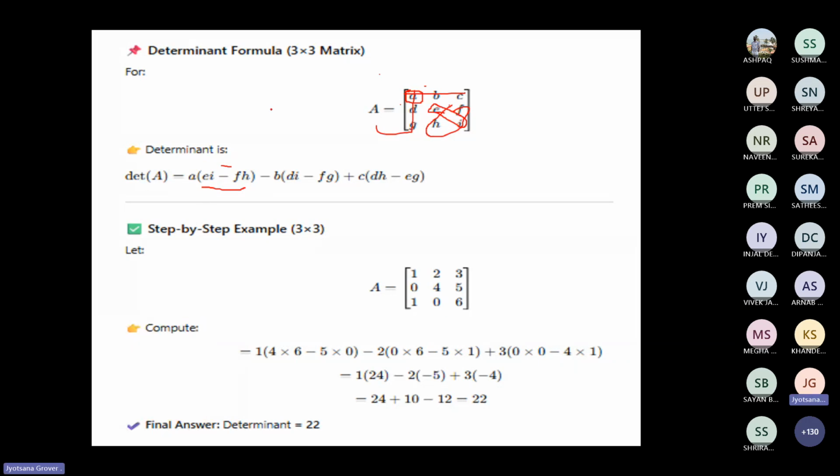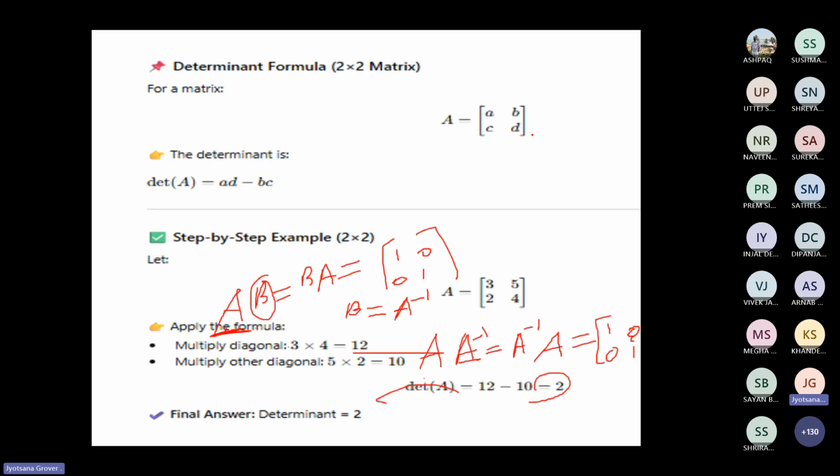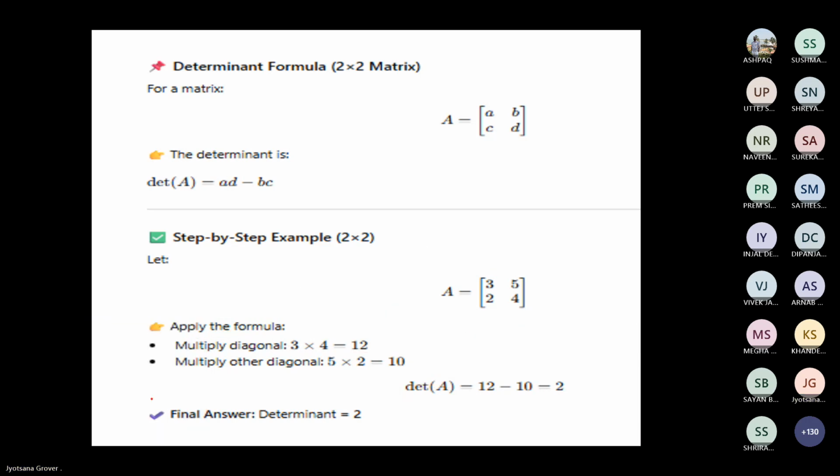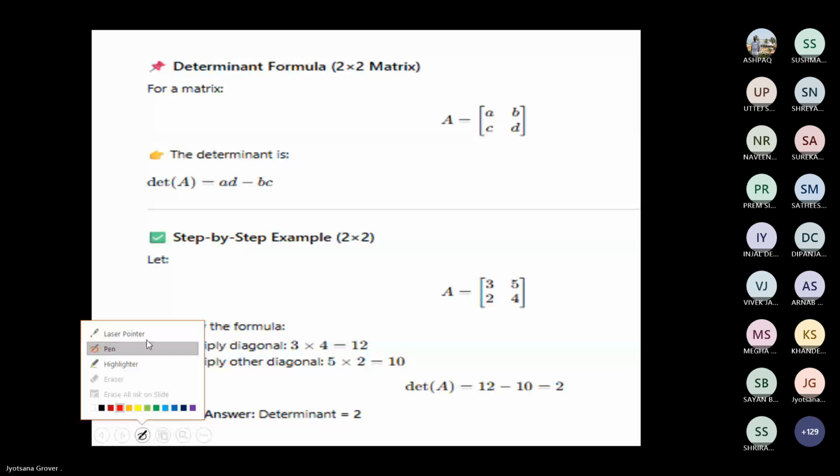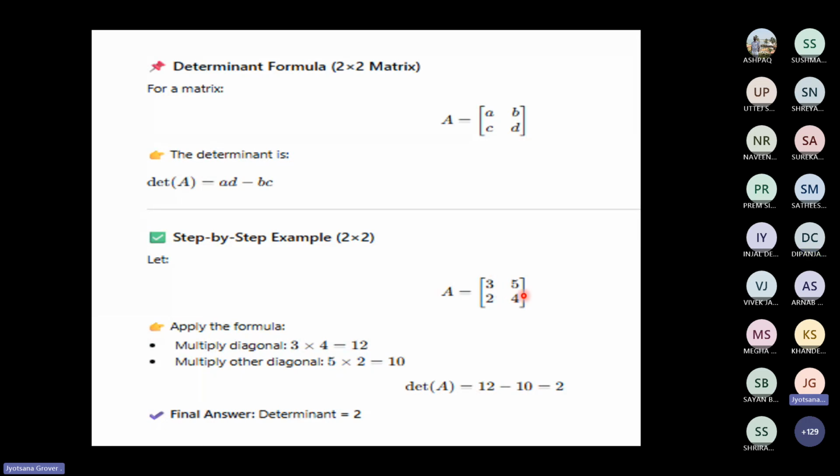See, we are calculating the determinant of a 3 cross 3. A 2 cross 2 is very easy. For a 2 cross 2, for example, 3 into 4 minus 5 into 2.